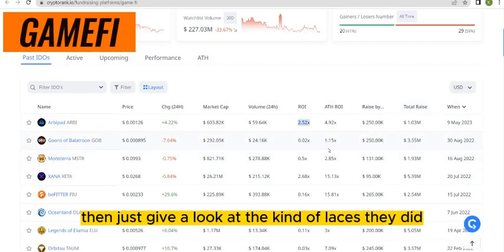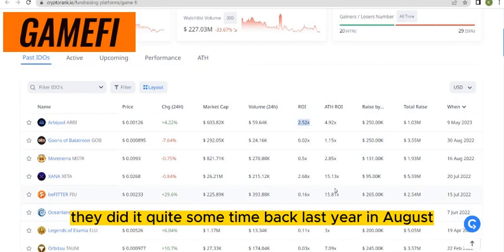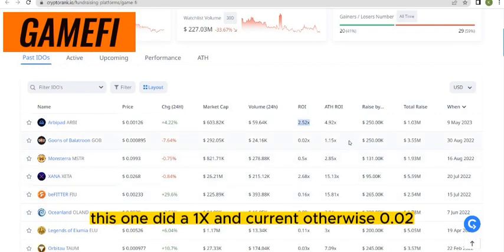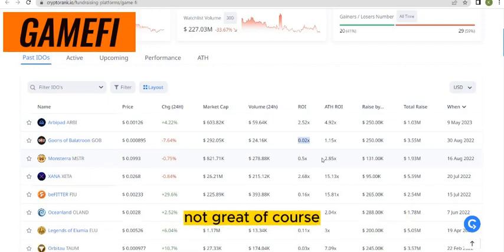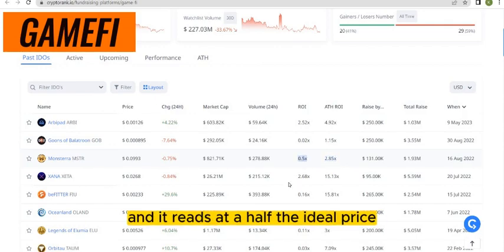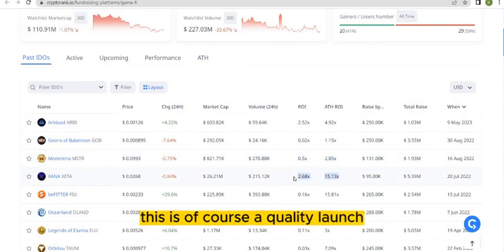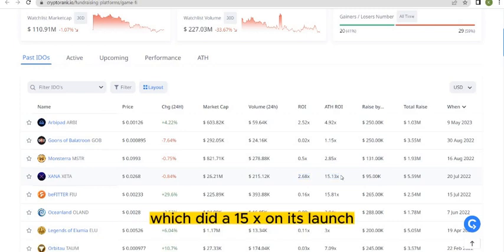Then just give a look at the kind of raises they did. They did it quite some time back last year in August. This one did a 1x, and the current ROI is 0.02. Not great, of course, but this one is not too bad. I think it did a 3x on the launch, and it trades at half the IDO price. And this is of course a quality launch which did a 15x on its launch, and it still trades at 2.68x.